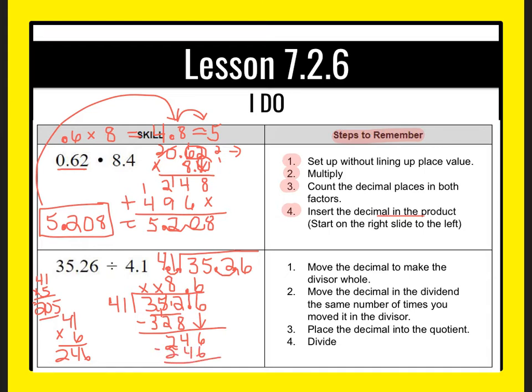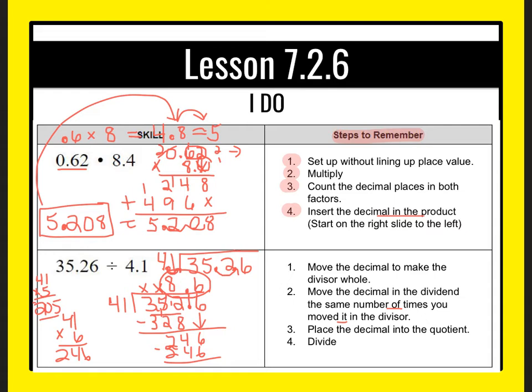So therefore, the quotient, the answer to this division problem, is 8.6. So again, move your decimal to make the divisor whole, just like we did here. That 4.1 became 41. However many times you move that decimal, you're going to move the decimal in the dividend the same number of times that you moved it in the divisor. So we moved 1 to the right, 1 over. Then you place your decimal straight in the quotient so that when you start dividing, you'll be good.